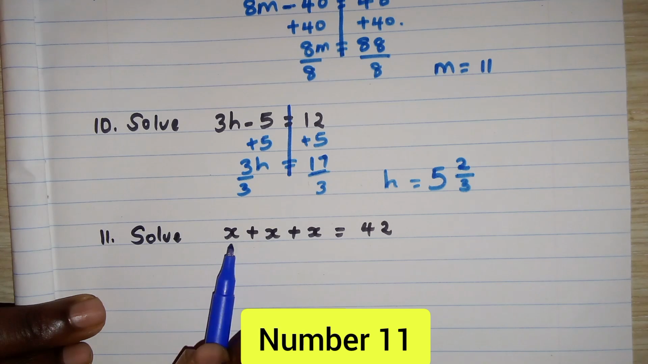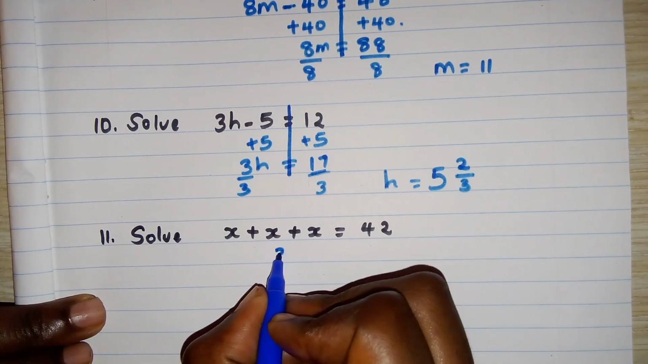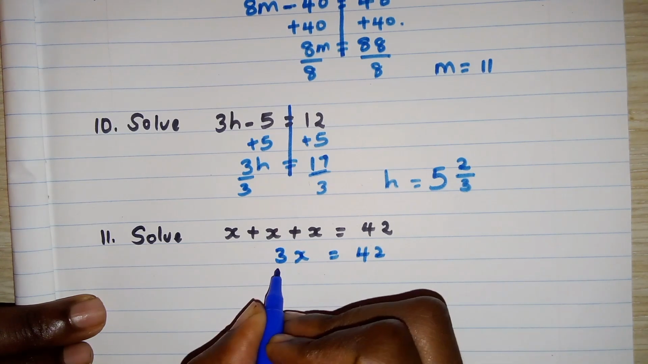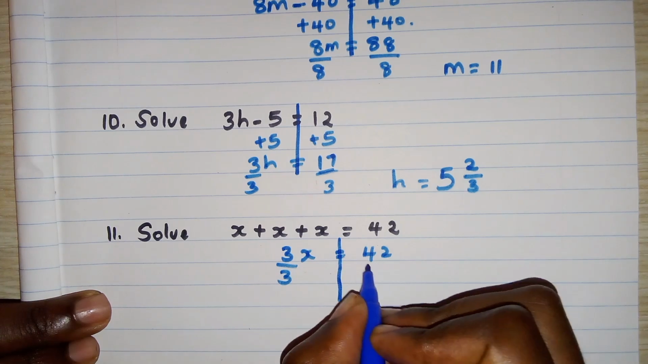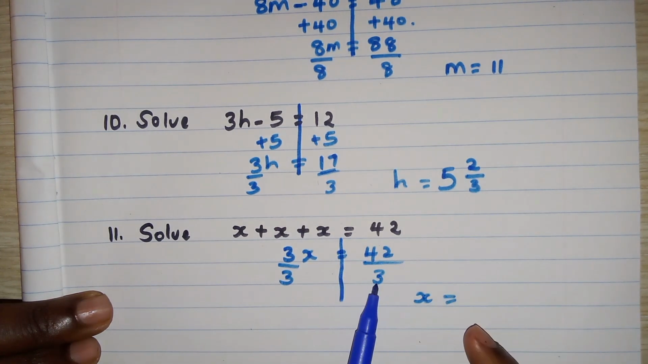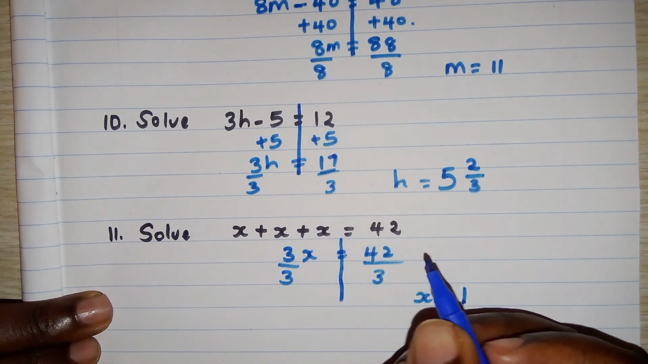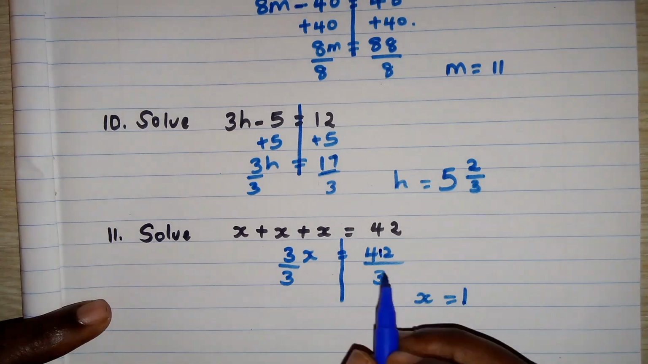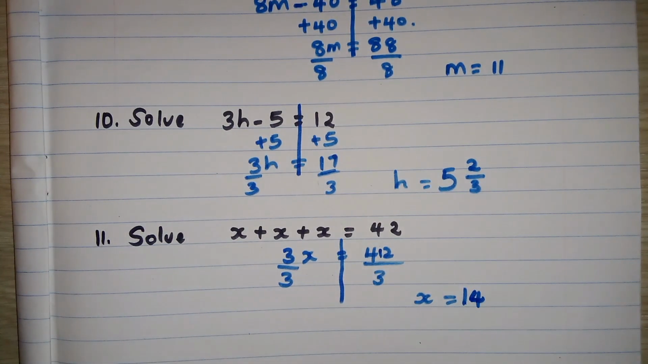Number 11, solve x plus x plus x equals 42. So these are 3x's equals 42. 3 times, so opposite will be division. Divide by 3 on both sides and you're left with x equals 3 goes into 4 one time. 3 goes into 4 because of 3 and then remainder 1. So that becomes 12. 3 goes into 12 4 times. Therefore, x equals 14.